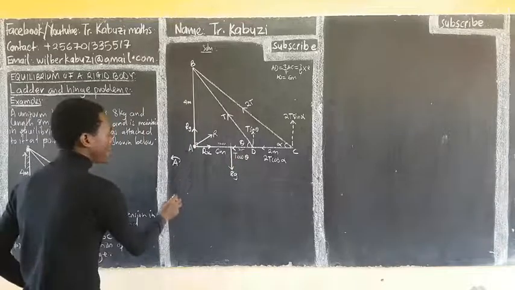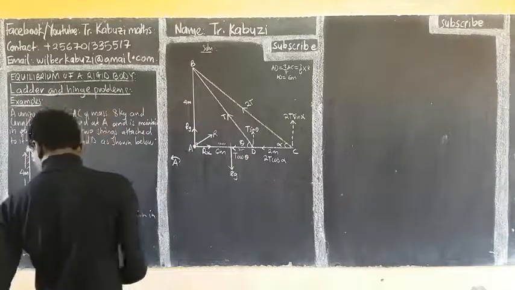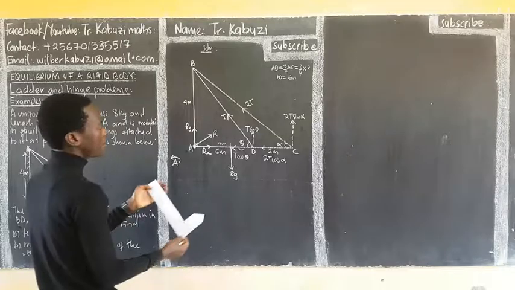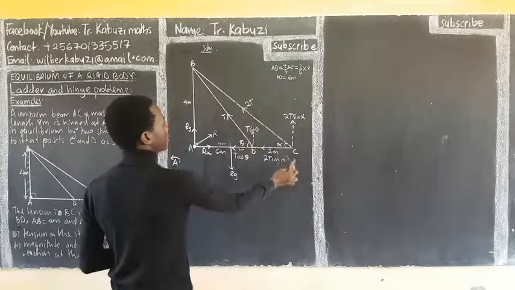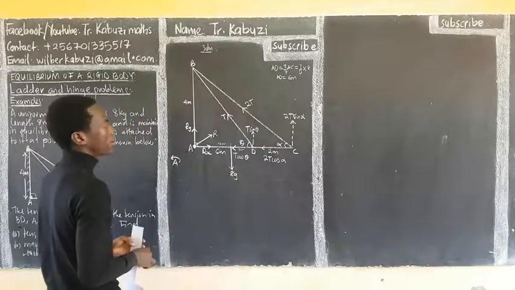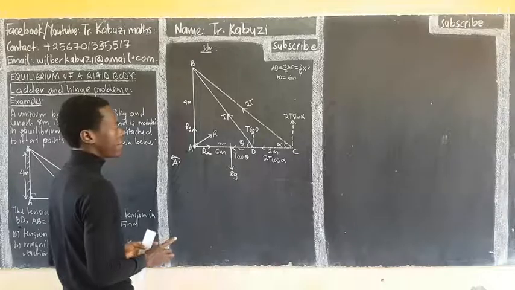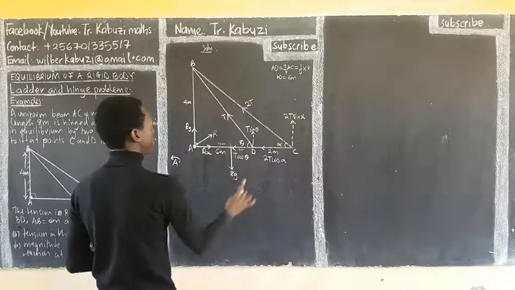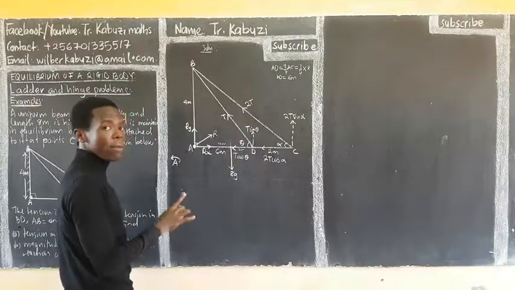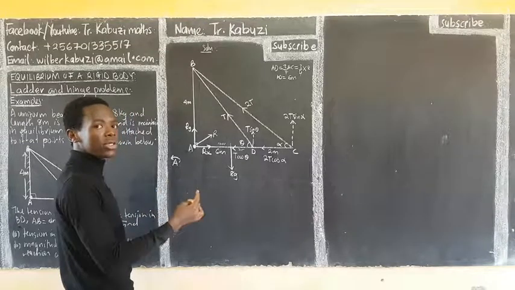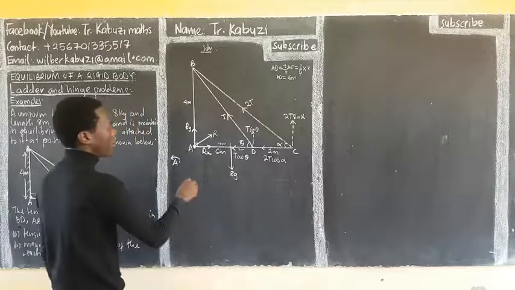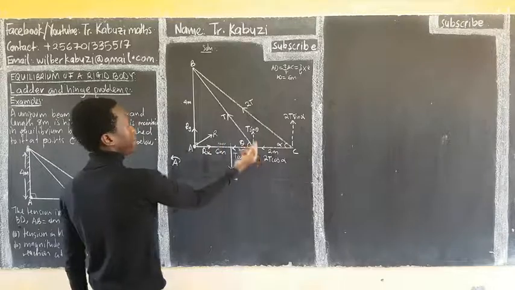Anyway, so we take moments at A. This is going to survive, this is going to survive, and this is going to survive. So only 3 forces are the ones which are surviving, because these are not from A, or they are not coming to A. So, anticlockwise, we are going to have this and this.